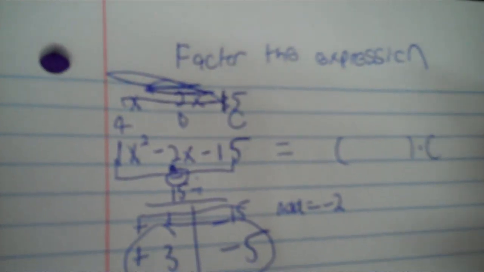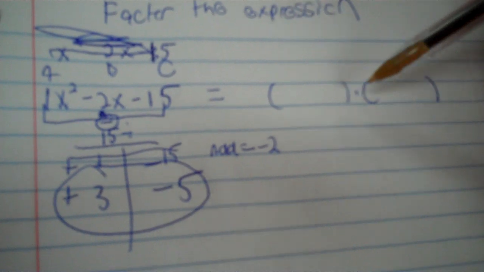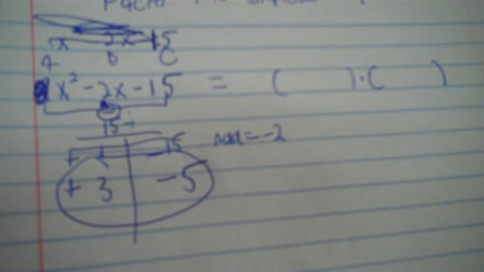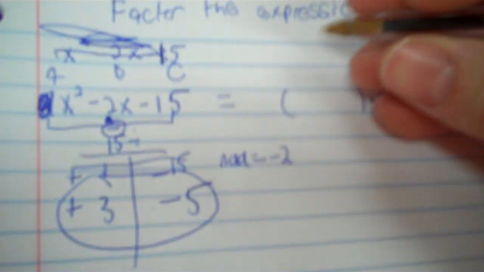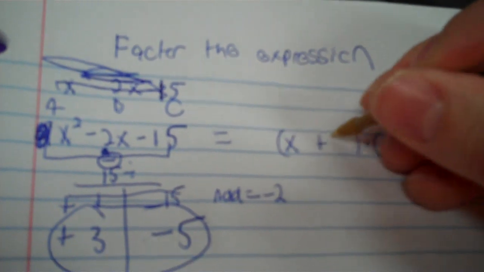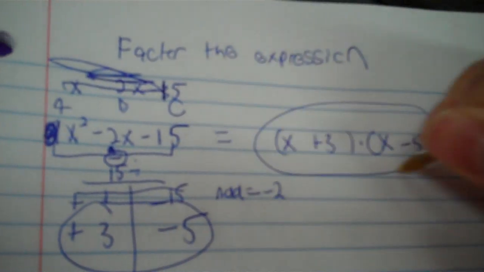Okay. Now we're ready to go into the parentheses once we find the 2 numbers. Now if your A is 1, you just get rid of it. Okay, that's already served its purpose. I just put the 1 there so I could take 1 times negative 15, but after I find the numbers, I get rid of the 1 and turn that back into just x to the second. So x to the second we know is x times x, and then we got plus 3 minus 5, and that's your answer right there.